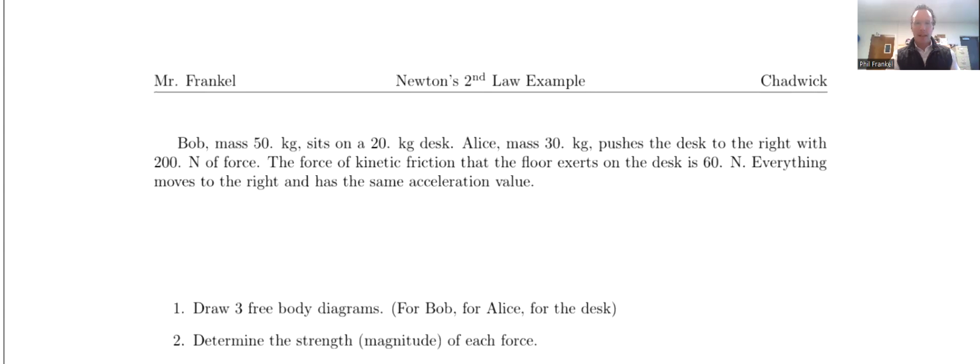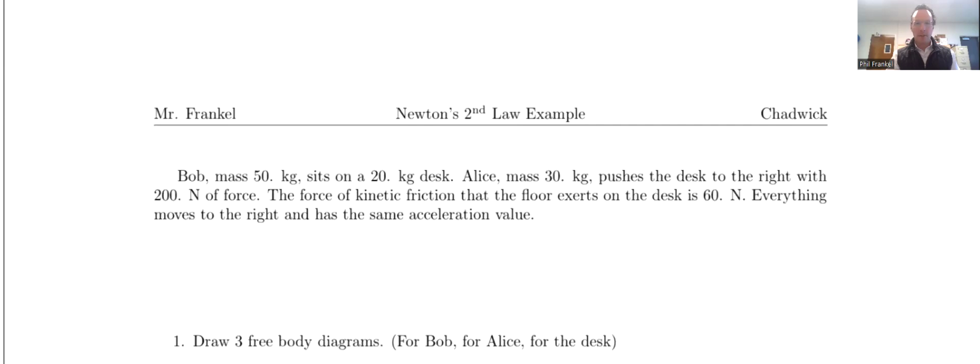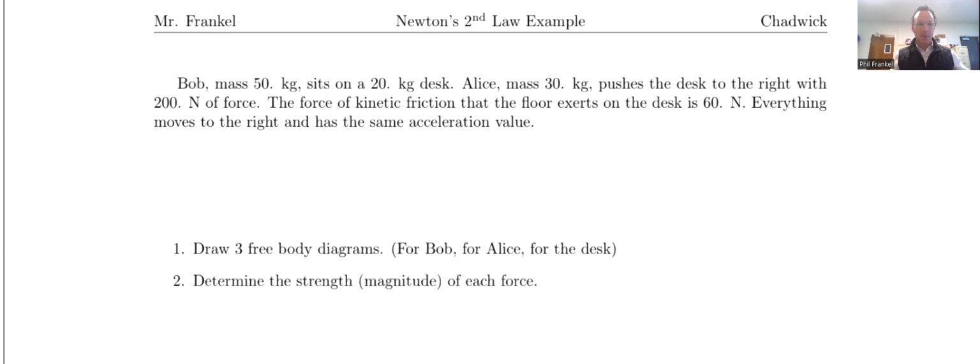So I'm working in the packet here off of the page that says Newton's second law example, and let's see what we have here. The problem says that Bob has a mass of 50 kilograms and sits on a 20 kilogram desk. I'm just going to get an idea of what's happening here. So here's the desk, I'll call that D. Here's Bob, I'll call that object B. And Alice, another character, pushes the desk to the right with a 200 Newton force. That's Alice pushing the desk to the right.